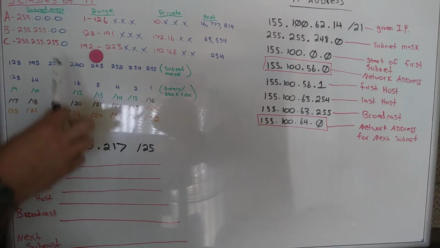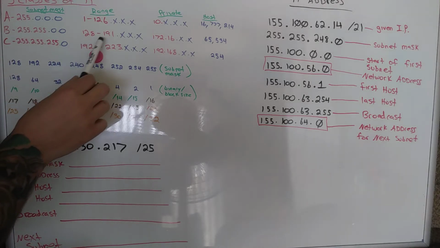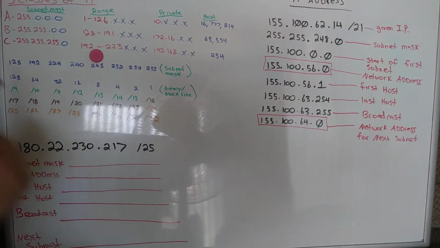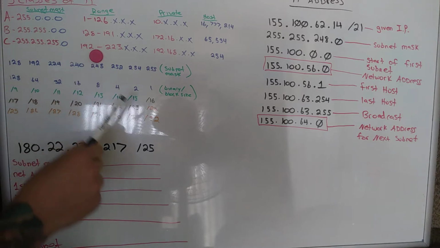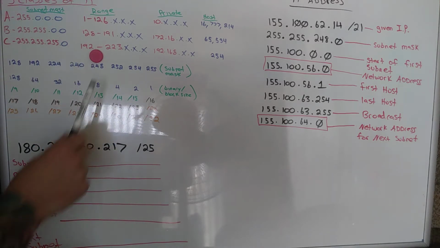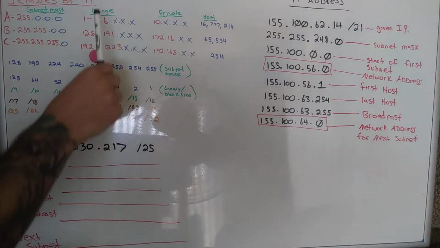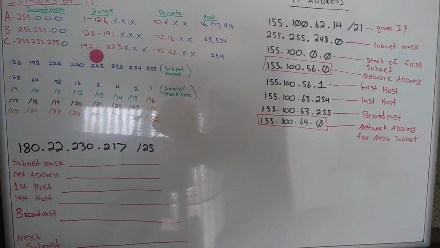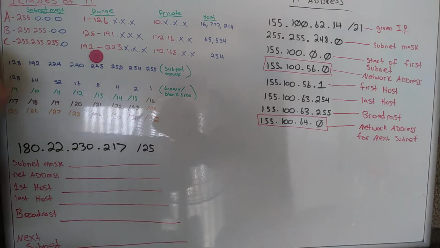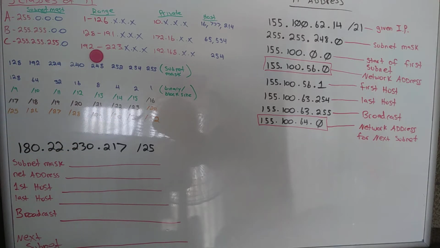Class B is between 128 and 191. Class C is any IP address that starts with 192 to 223. Doesn't matter what's happening in all the last 3 octets, only matters what's happening in the first in order to identify which class it's in.